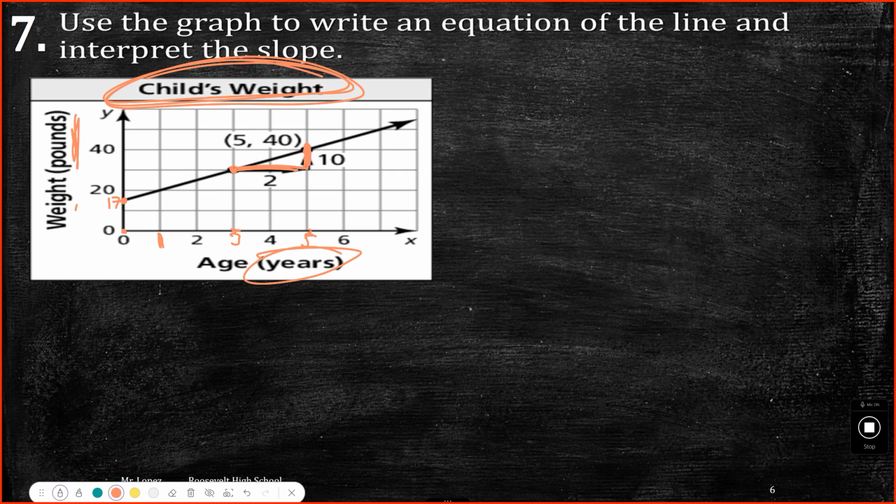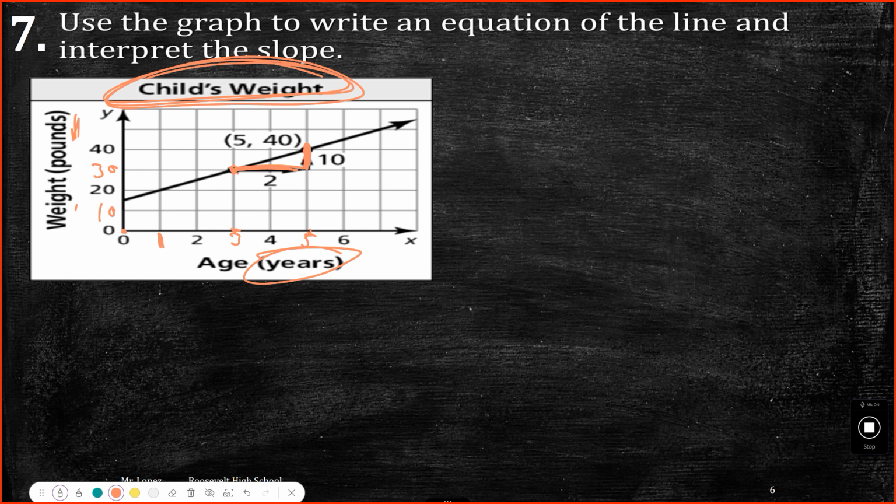That's slope. So how many pounds did he go up from 3 years old? He weighed maybe 15 pounds. Then by the time he was 5 years old, he weighed not 15, it's 25. Well, 20, this is not 25. This is 30. This is 10, 10, 20, 30, 40. That makes sense.